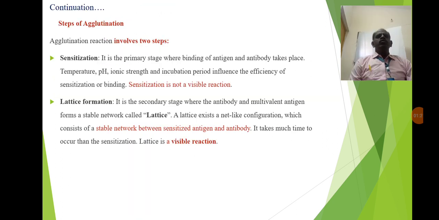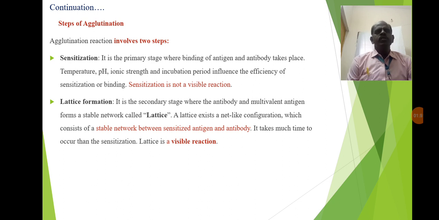Now the steps of agglutination. Agglutination generally takes place in two steps. The first one is sensitization. It is a primary stage where binding of antigen and antibody takes place. Temperature, pH, ionic strength and incubation period influence the efficiency of sensitization or binding. Sensitization generally is not a visible reaction.